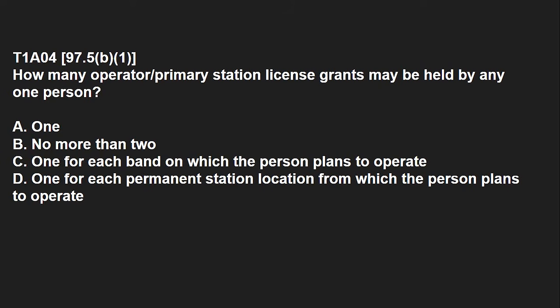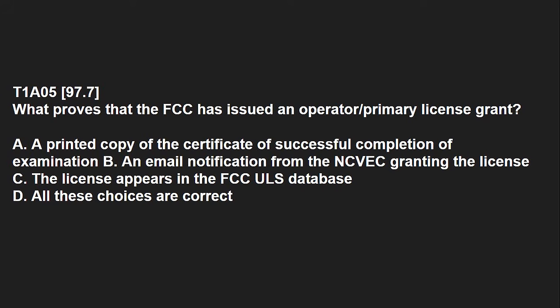T1A04, how many operator primary station license grants may be held by any one person? That answer is 1. T1A05, what proves that the FCC has issued an operator primary license grant? That answer is C. The license appears in the FCC ULS database.